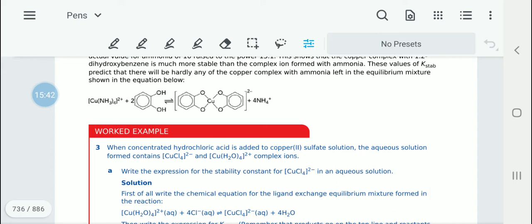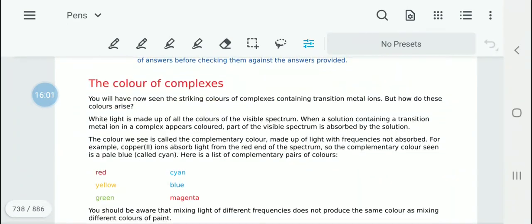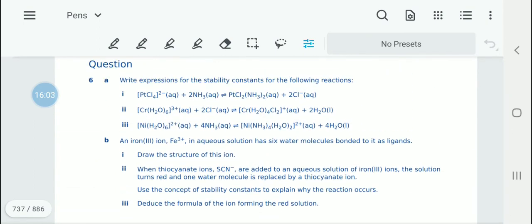When the stability constant is very much higher than another complex, the more stable complex is going to be produced in larger concentrations. I hope you understood. Please do question number 6.